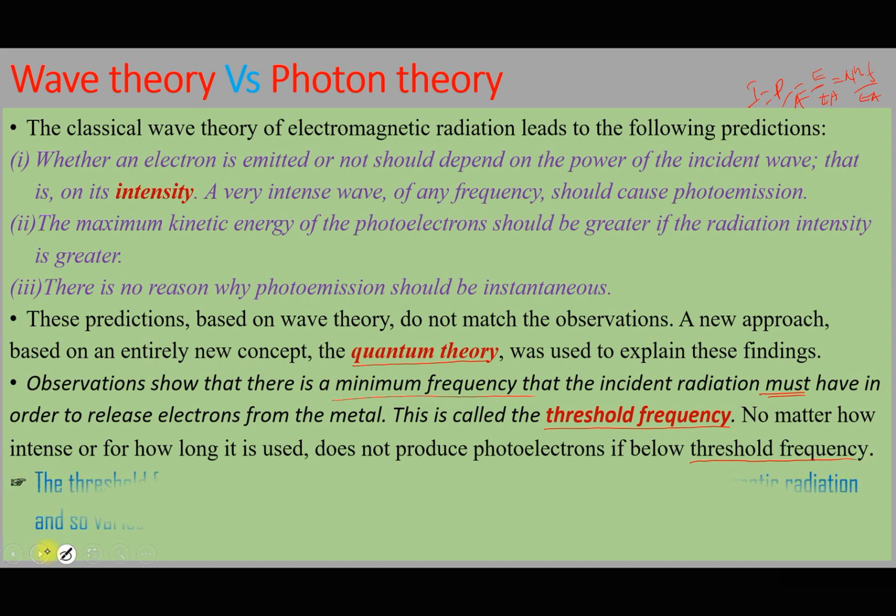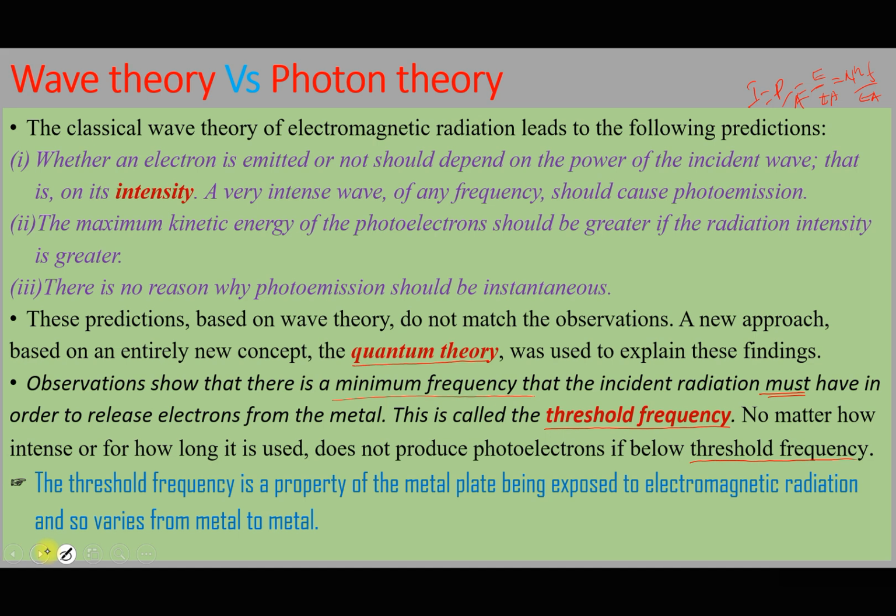We also mentioned that the threshold frequency is a property of the metal plate being exposed to electromagnetic radiation, and so it varies from metal to metal. So, the threshold frequency depends on the metal. In this lesson, we have used the zinc plate as an example. Different metals have different threshold frequencies. Just like I mentioned, you may use ultraviolet to cause electrons to be emitted from a zinc plate, but ultraviolet light may not cause electrons to be emitted from platinum. So different metals have a different minimum frequency above which photoelectrons can be emitted.